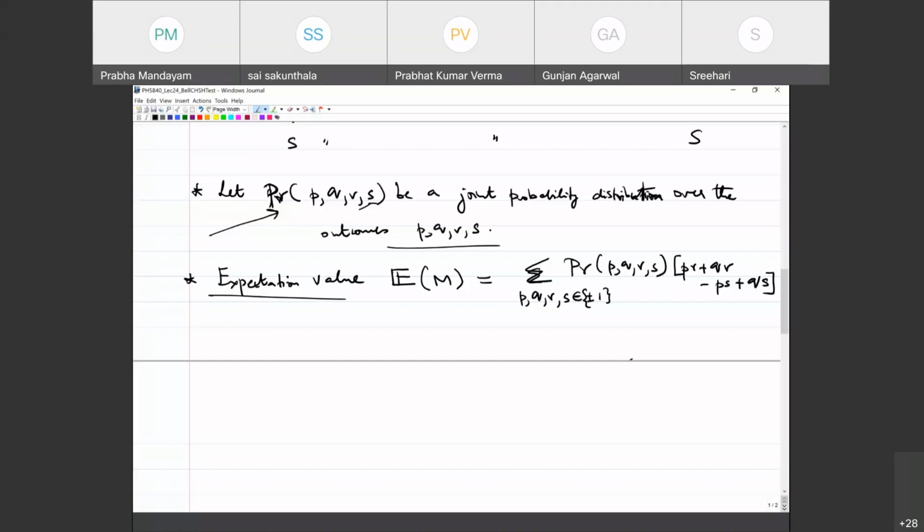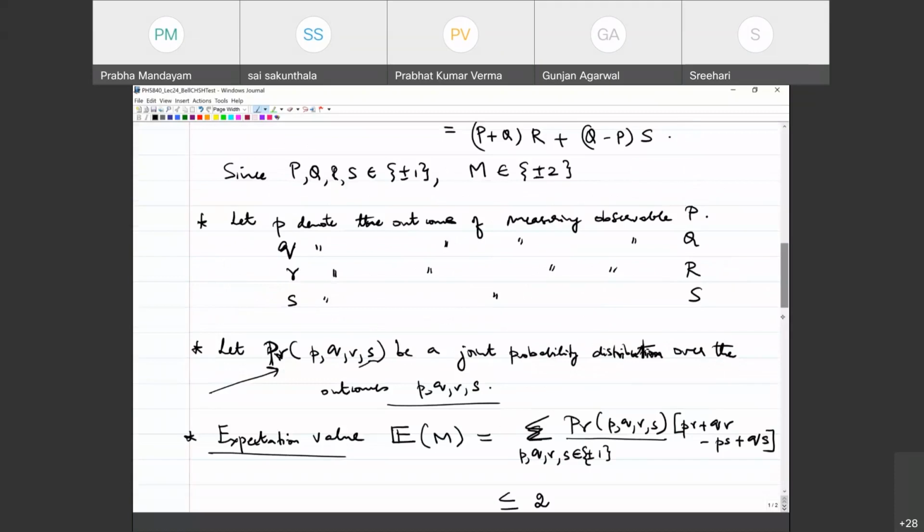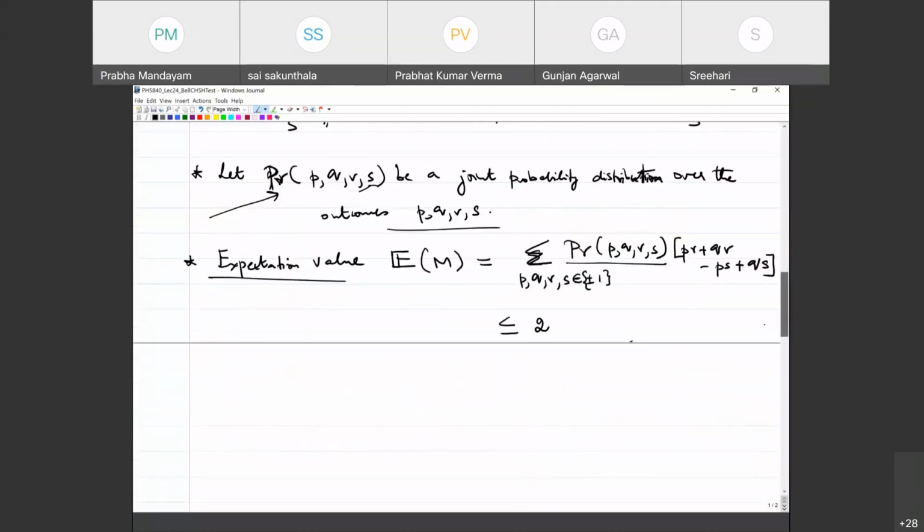So when I sum over this, I hope it is easy for you to see that because these observables are constrained to be plus minus 1, this expectation is essentially constrained to be less than or equal to 2. Okay, in fact, I hope everyone sees that, right? It doesn't matter what this distribution is, but because this function itself takes on values only plus minus 2, this expectation must be bounded from above by 2.